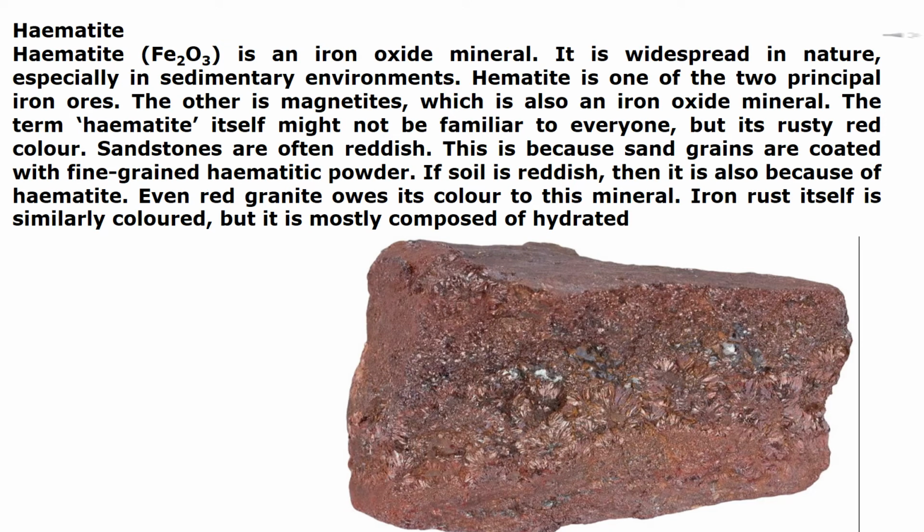Hematite. Hematite is Fe2O3, an iron oxide mineral. It is widespread in nature, especially in sedimentary environments. Hematite is one of the two principal iron ores. The other is magnetite, which is also an iron oxide mineral. The term hematite itself might not be familiar to everyone, but its rusty red color is.